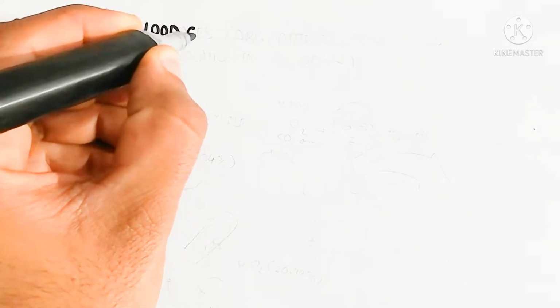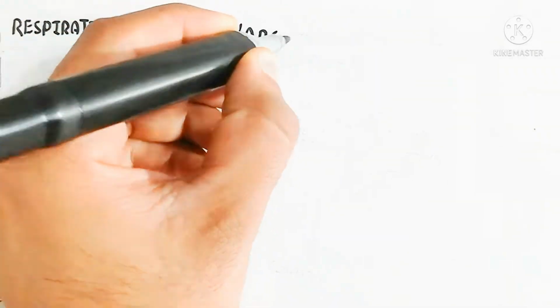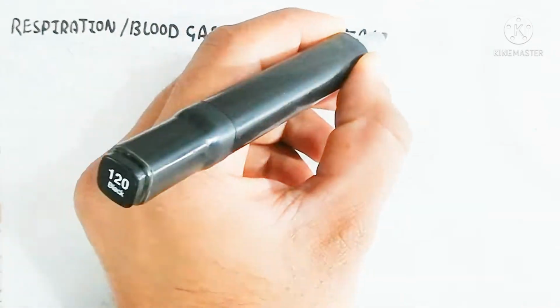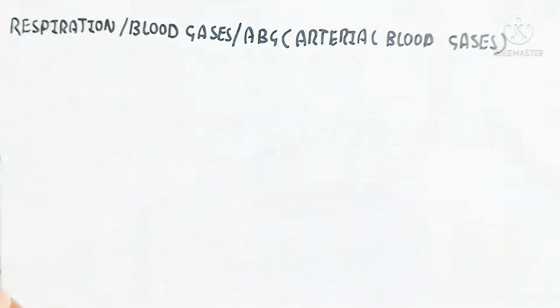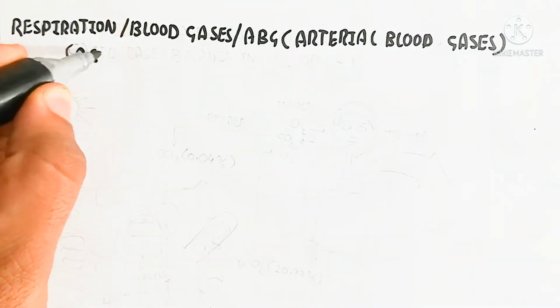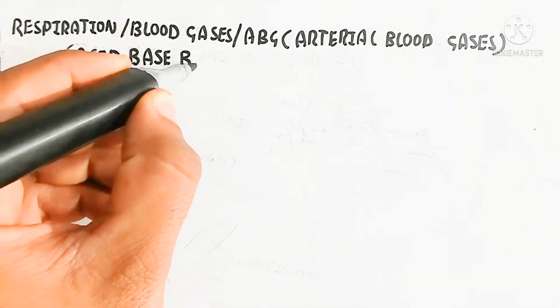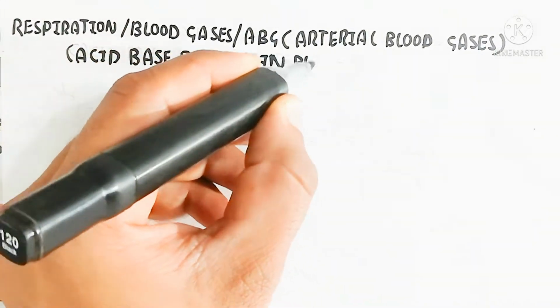Hello, in this video we will discuss respiration, blood gases, and ABG and VBG, the arterial blood gases and venous blood gases. We will also look at the acid-base balance in blood pH. So let's begin to understand.